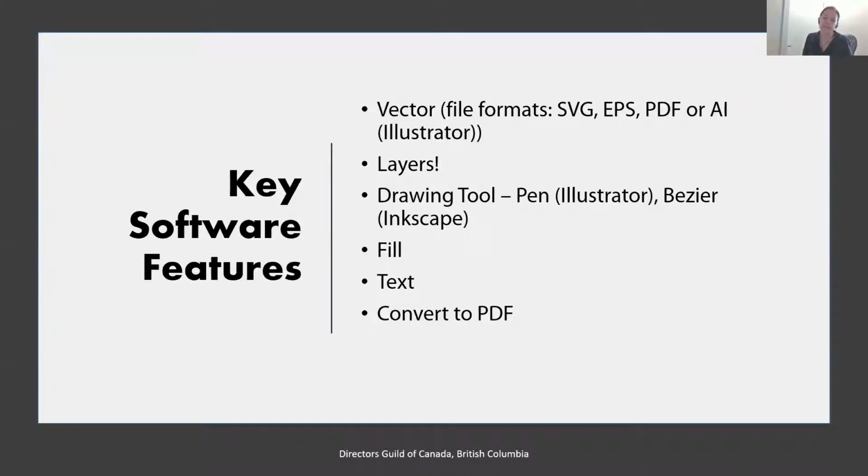So just to review a little bit about the key software features you want to look for. You want something that gives you a vector file format, which would be SVG, EPS, PDF, or Adobe Illustrator, not JPEG or PNG. You want layers, and again, I'm going to show you how layers can really be your friend when I do the demonstration. You'll need some sort of drawing tool, like Illustrator has the pen tool. Inkscape has what's called a Bezier tool, which basically works the same as the pen tool. You'll want to be able to fill shapes and also type text. And you'll need to be able to convert your file to a PDF for the production office because that's the format they need to distribute to everybody.